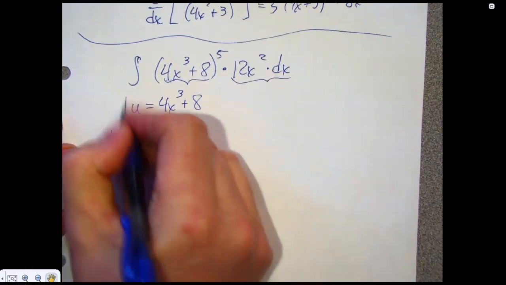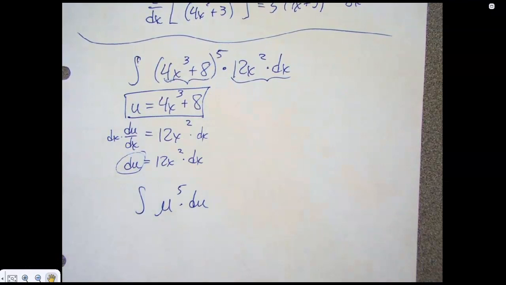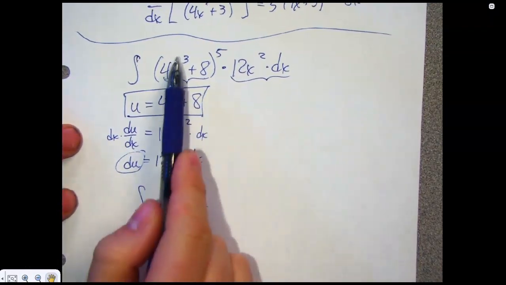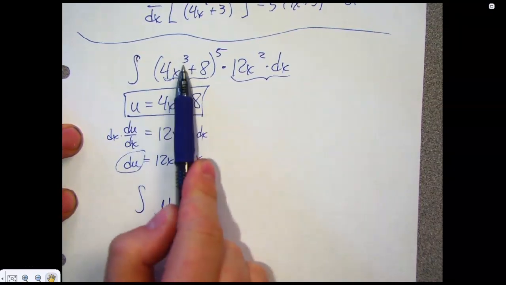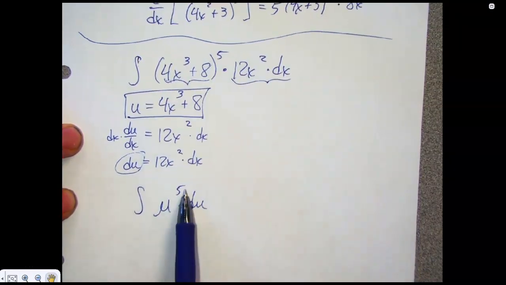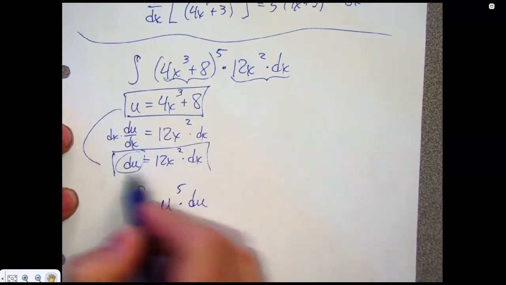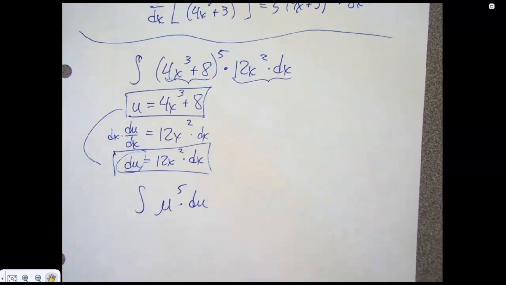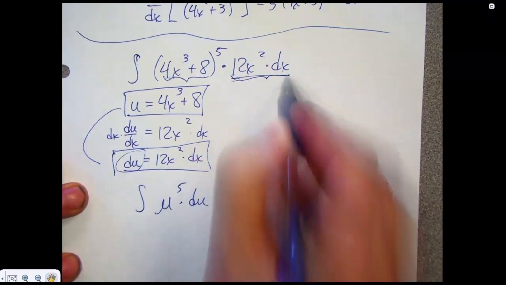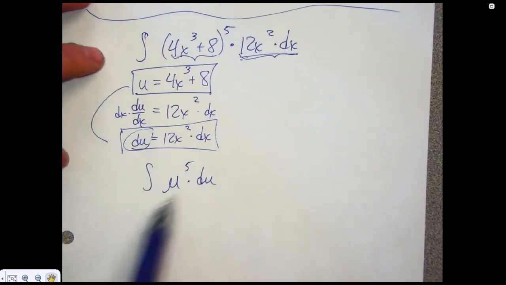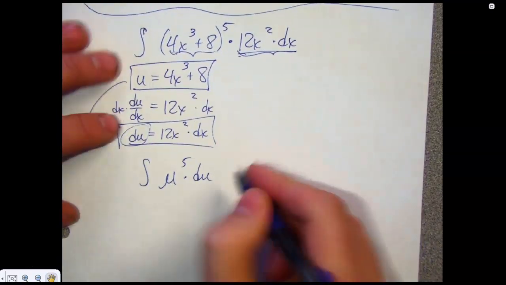So, it's true now because I have made it so that u and 4x to the third plus 8 are the same. So instead of putting the 4x to the third plus 8 there, I'm just going to put a u. So that becomes u to the fifth. Because of this, I worked through and found out that du is the same as 12x squared times dx. So instead of this 12x squared times dx, I'm going to put the du. Alright? Now this is easy to integrate.